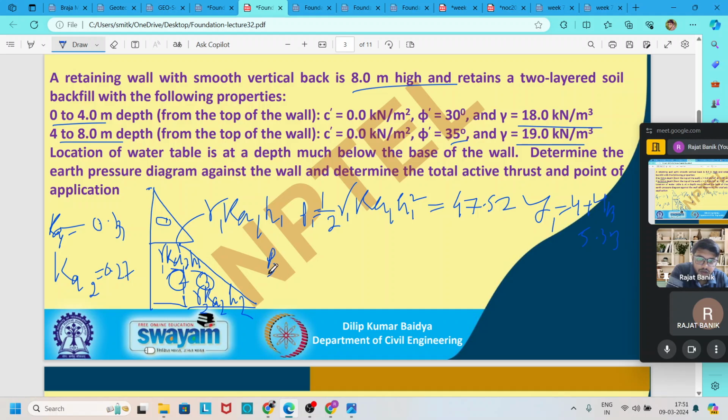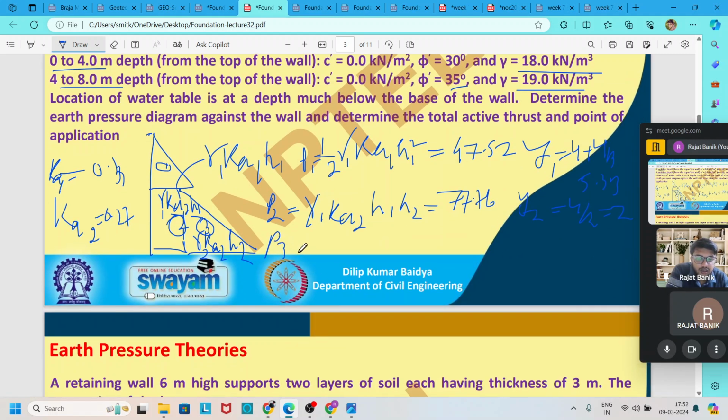Then P2, P2 is acting as a surcharge, that is gamma 1 Ka2 H1 into H2. So it becomes gamma 1 is 18 into H1 is 4, H2 also 4 into K2 is 0.27. It becomes 77.76 and Y2 is H by 2, that is 4 by 2 is 2.